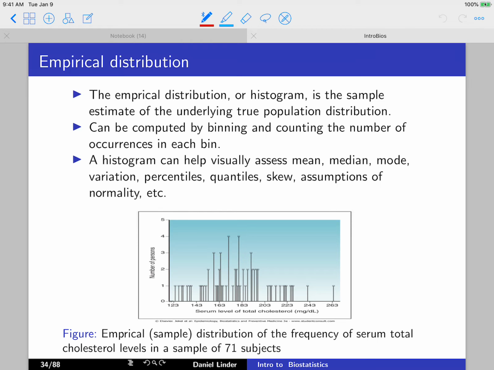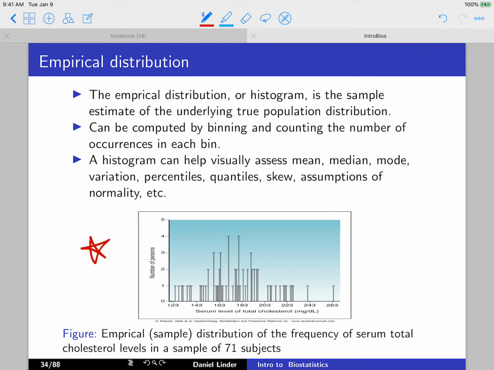And so a histogram can help visually assess where the mean is, where the mode is, the median. It can give you an idea about how variable the data is, how much variation is in the data. It can tell you about percentiles, quantiles, the skewness of the distribution, whether or not the data looks approximately normal, etc.